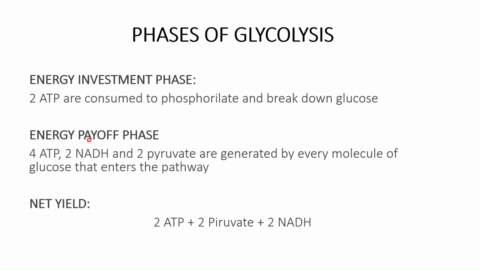What do we get for ATP? To reduce oxidized NAD to pyruvate by every molecule of glucose. Remember, one molecule of glucose has 6 carbons, and each pyruvate has 3. Okay, the net yield is going to be 2 ATP, 2 pyruvate, and 2 NADH.